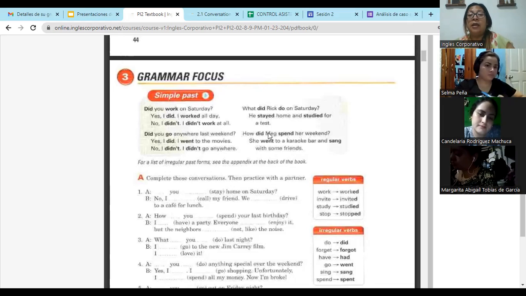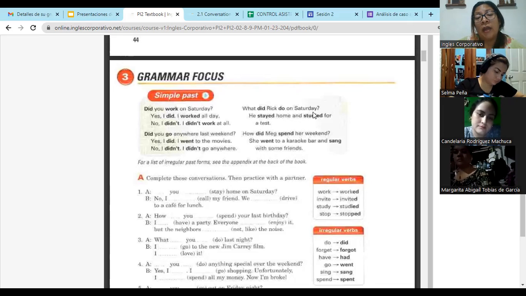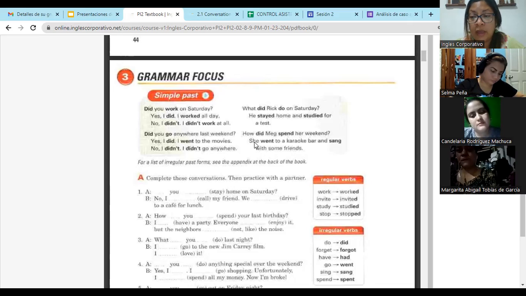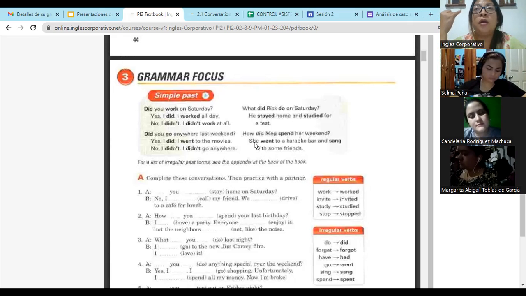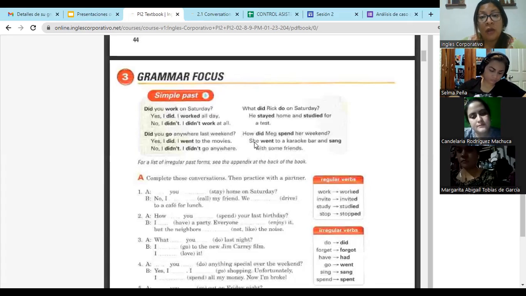Y luego tenemos the double H questions, like, what did Rick do on Saturday? Igualmente, aunque no iniciamos con el auxiliary, siempre lo vamos a utilizar. Vamos a iniciar con nuestra double H word, that could be what, where, who, who did this? Or where did you go last night? Entonces puede ser cualquiera de las double H words. Who, where, what, why, how, how long, how much. How much did you pay for your iPhone? How much did you pay for your computer?